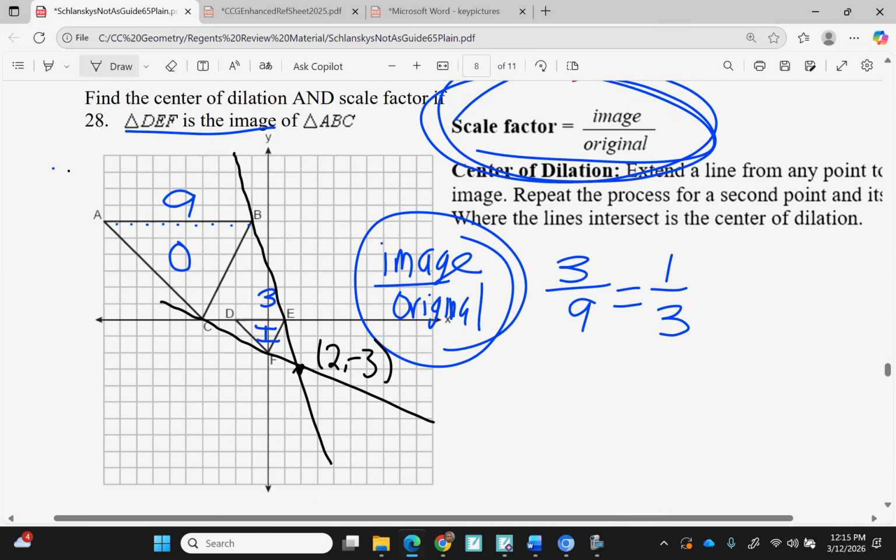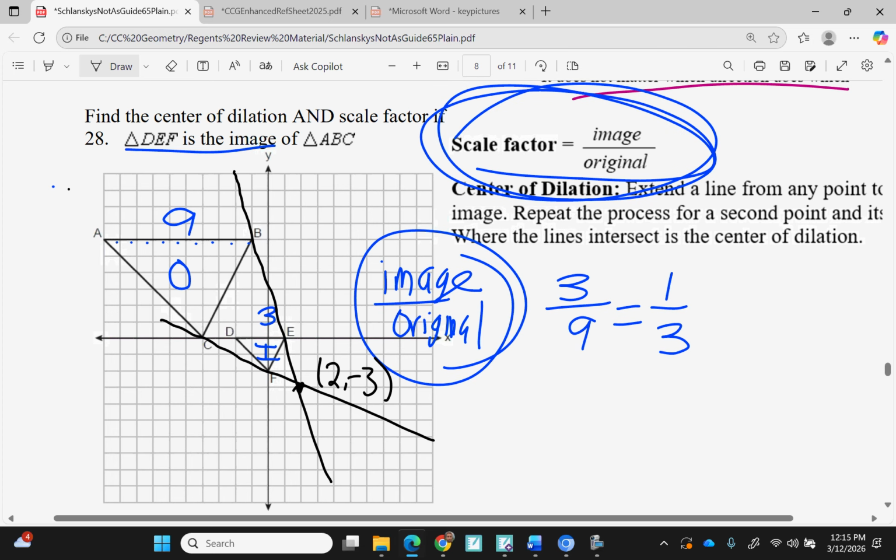Image over original. A scale factor. Scale factor is image over original. Count the sides if it's on the grid, and it will have to tell you which one the image is.